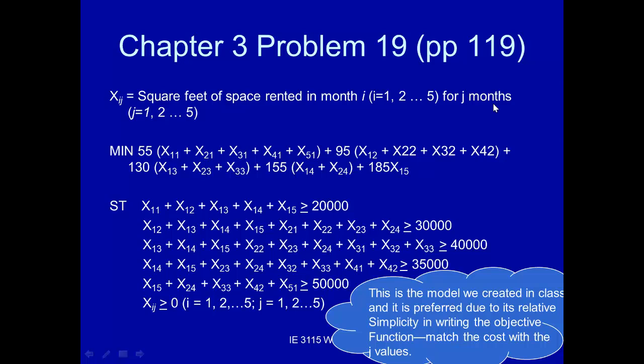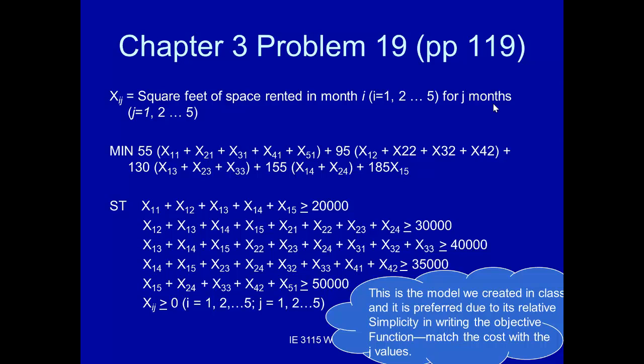So what's a different way of defining the decision variables in this problem? Can you think of a different way of defining the decision variables? Any thoughts? Rented in month I for J months. Can we do square feet that we rent in month I that goes to month J? Are you just talking about the summation? No, still the decision variables.